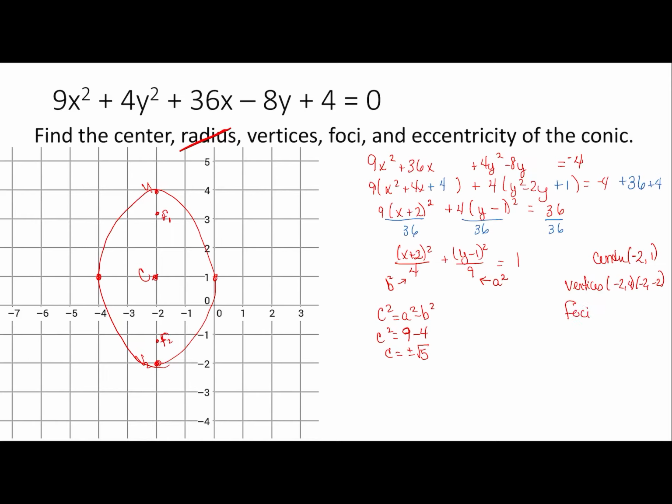And our foci are going to be -2, 1 plus or minus the square root of 5, up and down. And then finally, eccentricity: if we take c and divide it by a, we're going to get the square root of 5 divided by our a, which is 3. A squared was 9. So our eccentricity is the square root of 5 over 3.